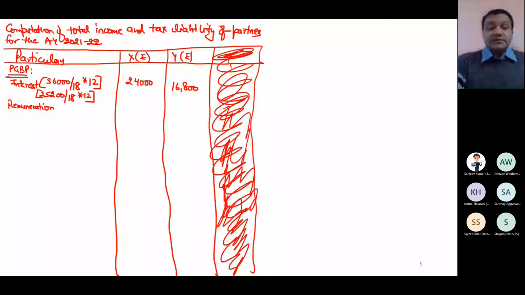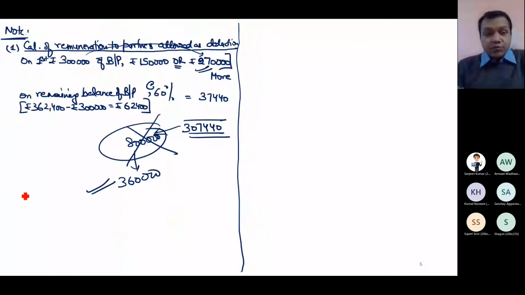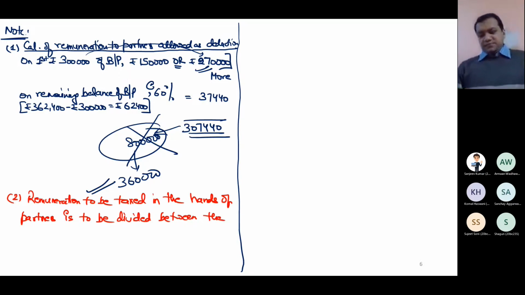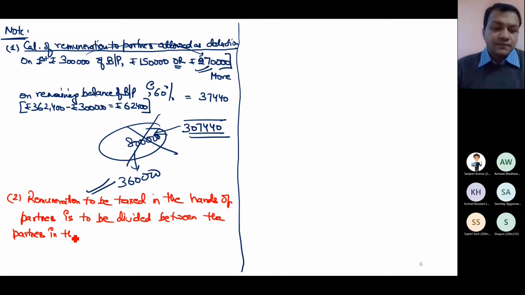Yes. So that point is a must for you not to forget. The point is: remuneration to be taxed in the hands of partners is to be divided between the partners in the ratio of remuneration in the partnership deed.